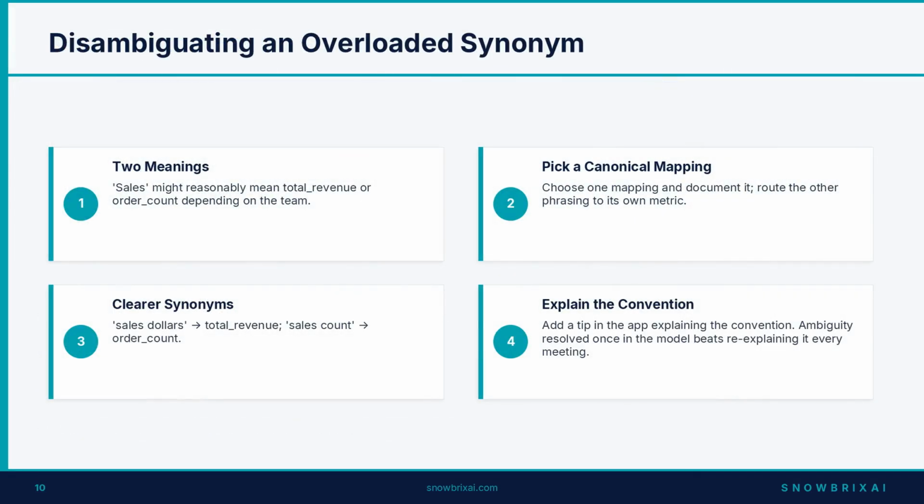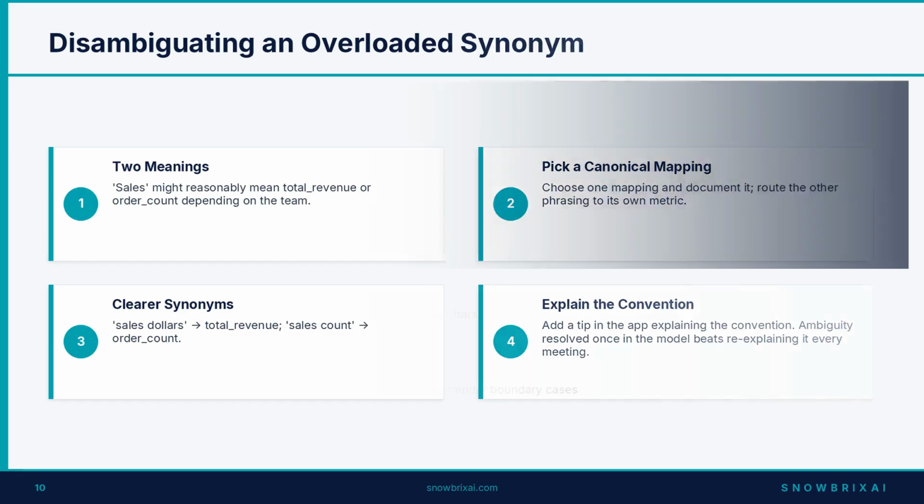Watch this one. The word sales. To one team, it means total revenue. To another, it means order count. And the model has to guess. So don't let it. Pick one canonical mapping and document it. Then route the other phrasing to its own metric. Sales dollars maps to total revenue. Sales count maps to order count. Add a short tip in the app explaining the convention, because ambiguity resolved once in the model beats re-explaining it in every meeting.